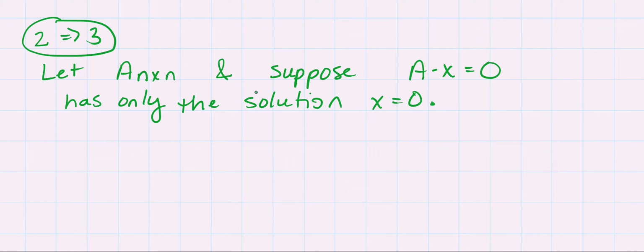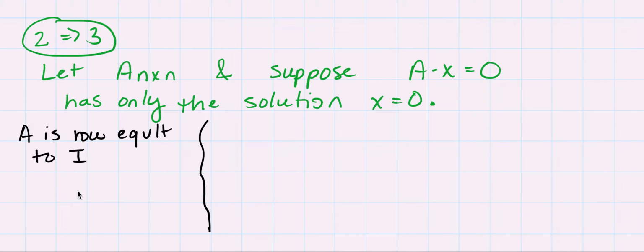You might want to write to the side just to remind yourself what it means for something to be row equivalent. So maybe we can do that. This will help us figure out the rest of this proof. So A is row equivalent to the identity matrix. That means A is equal to some elementary matrices times the identity matrix.